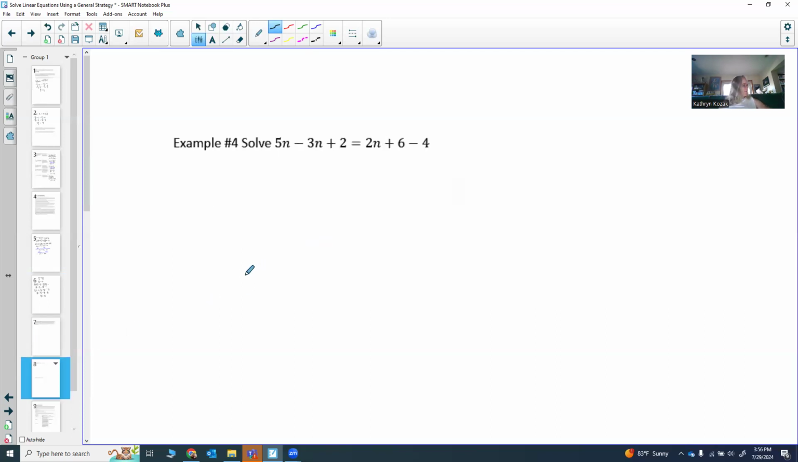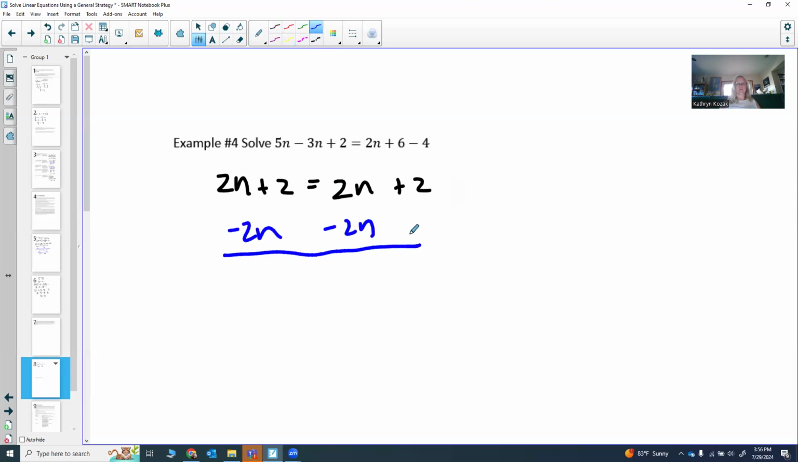Let's try another example. Example number 4, solve 5n minus 3n plus 2 is equal to 2n plus 6 minus 4. So the solution to this is to first collect like terms. So we get 2n plus 2 is equal to 2n plus 2. Subtracting 2n from both sides gets 2 equal to 2.